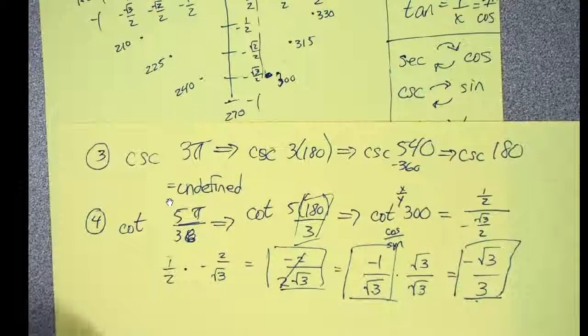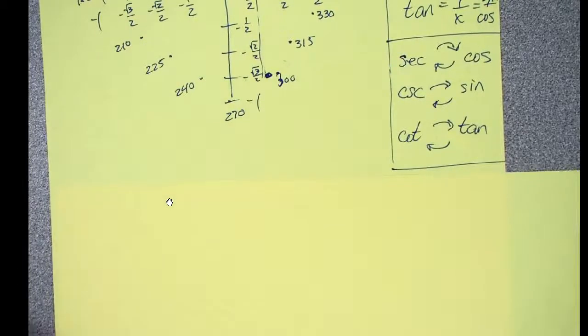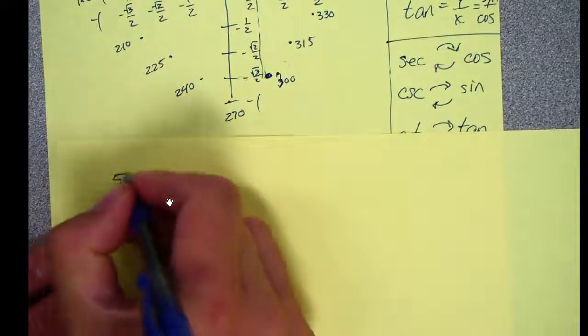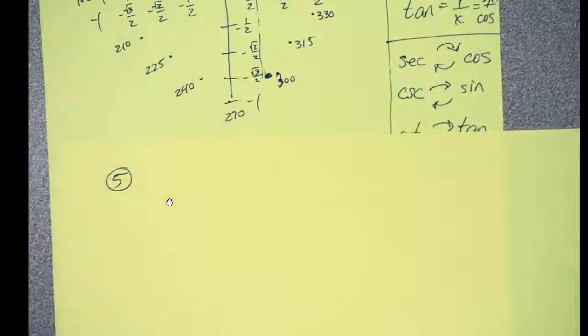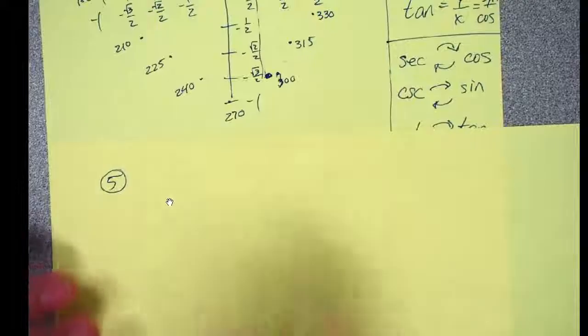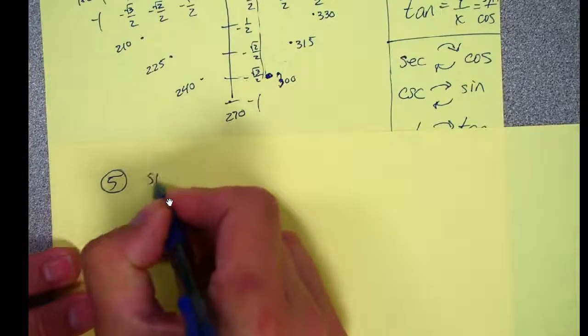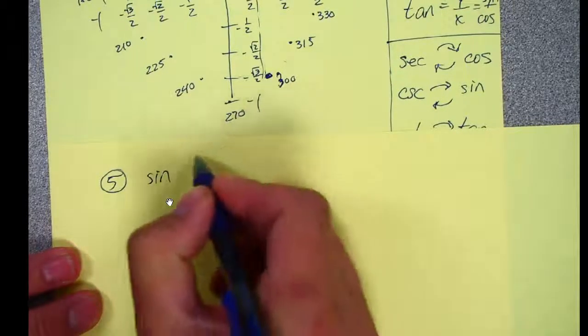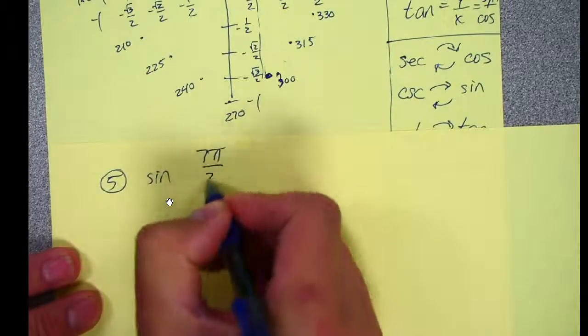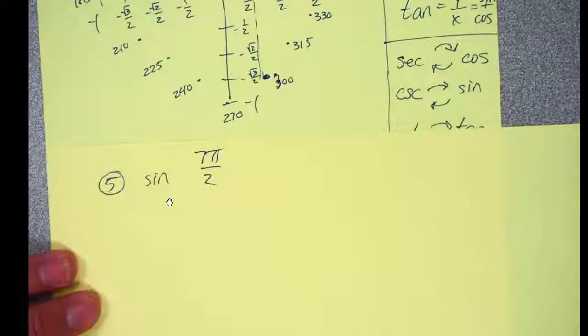All right, I'm going to do a couple more here. And again, if you want to pause the video after I put the question up, try it yourself and then replay the video. I think that's probably a good idea. I'll just go through 2 more, and then I'll put an assignment with it, and you can practice those on your own. So let's say I wanted the sine of 7 pi over 2.